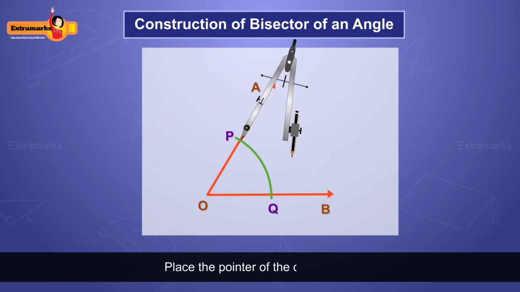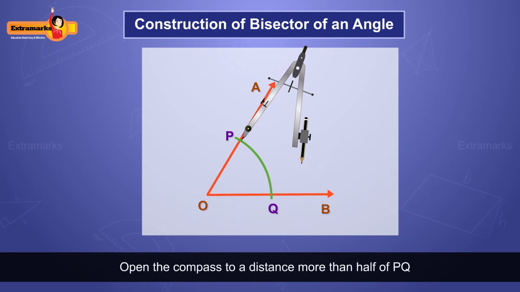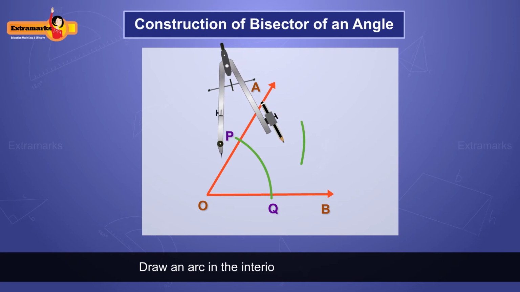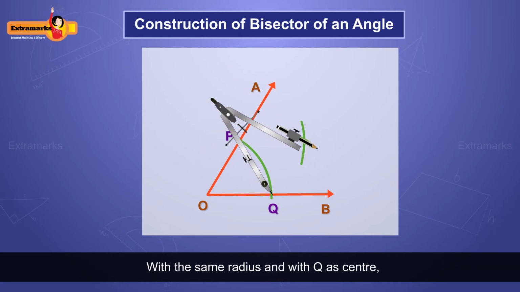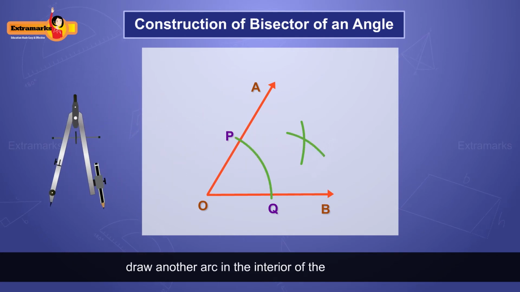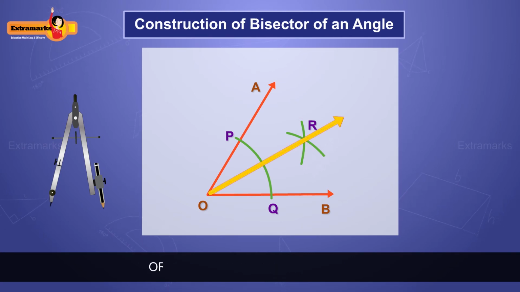Place the pointer of the compass at P. Open the compass to a distance more than half of PQ. Draw an arc in the interior of the angle AOB. With the same radius and with Q as center, draw another arc in the interior of the angle AOB. Let the two arcs intersect at R. Join O and R and extend it to make the ray OR. OR is the angle bisector of the angle AOB.